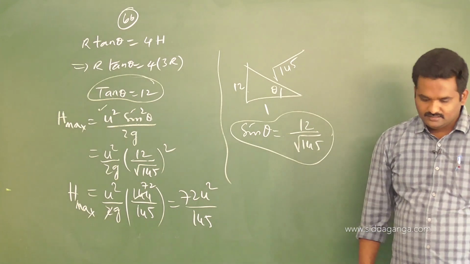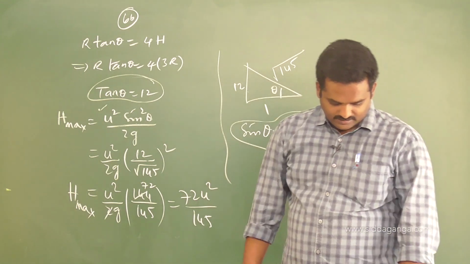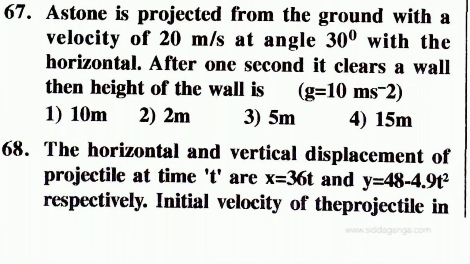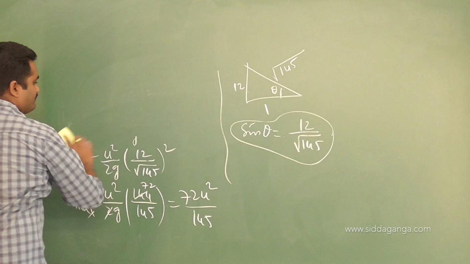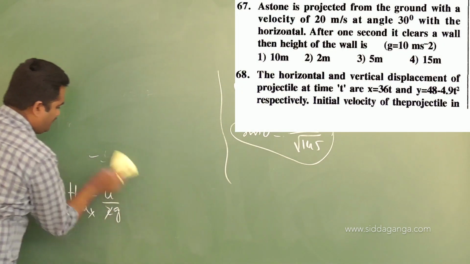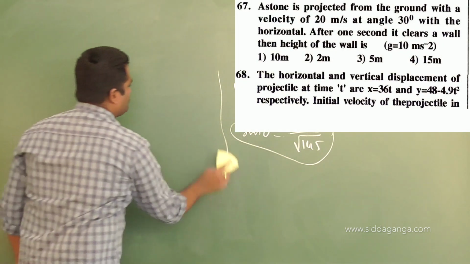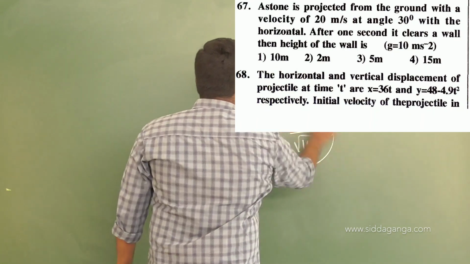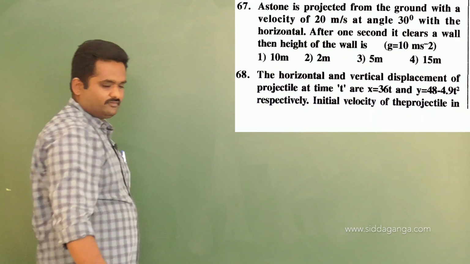Okay, next, 67. A stone is projected from the ground with a velocity 20 at an angle of 30 with the horizontal. After 1 second it clears a wall, then the height of the wall is. So, see, the height of the wall is how much they are asking. After how many seconds is it going to clear the wall? Time they have given. Vertical displacement you have to find indirectly.